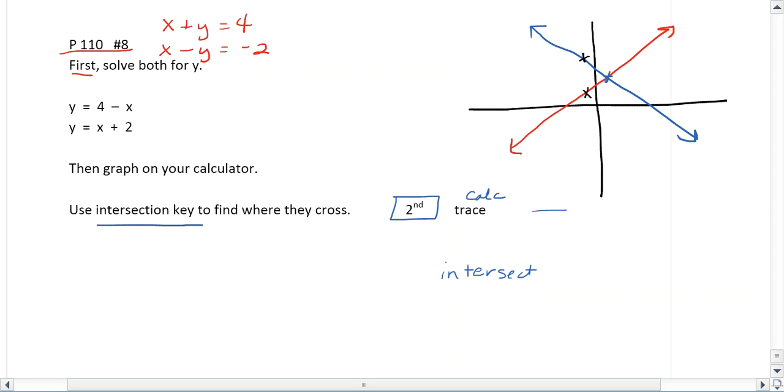Then this little word guess appears at the bottom of the screen. The calculator just needs a moment to spin through its calculations, so we human beings just have to pause a moment and hit enter to go past the word guess. Then the word intersection should appear at the bottom of your screen. It's telling you that it calculated the intersection of these two lines, and it should say x equals 1, y equals 3. That's the answer. And we can write our answer as an ordered pair, 1, 3.